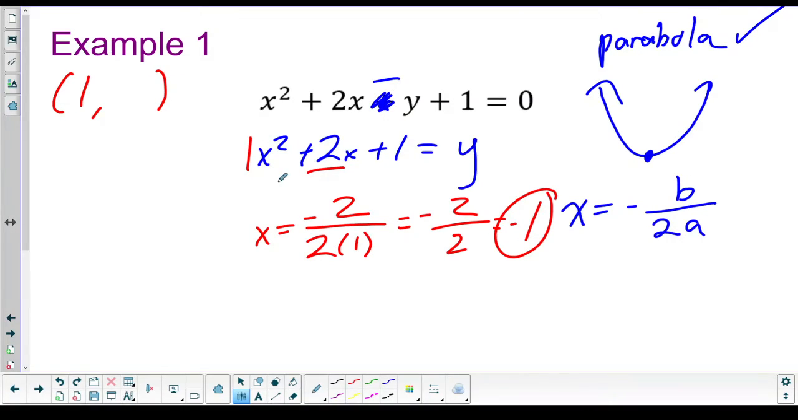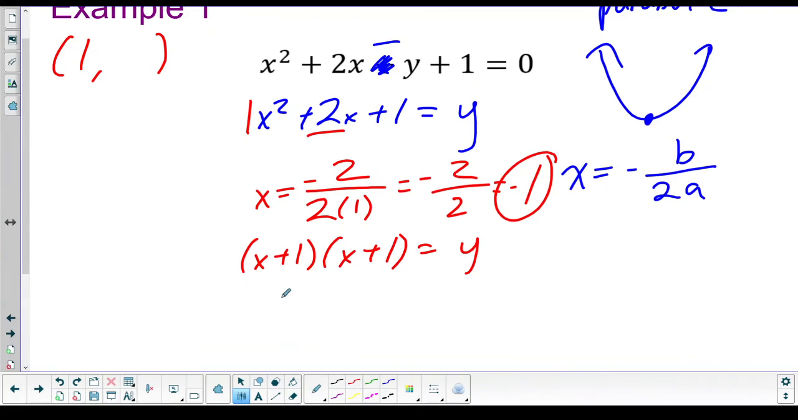The other way is this is factorable. It just happened to be factorable. It was an accident. So we could factor it. This will be x plus 1 times x plus 1 equals y. And then, oh look, it's the same thing. We could write it as x plus 1 squared equals y. So our h value is negative 1. Oh, that's tight. Oh, sorry, negative 1. I'm missing my negative up there. Okay.